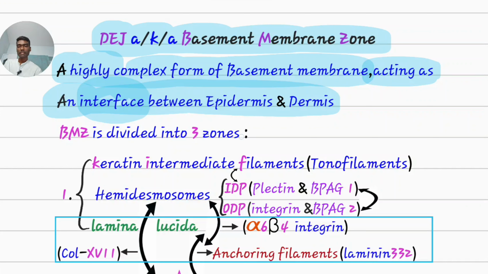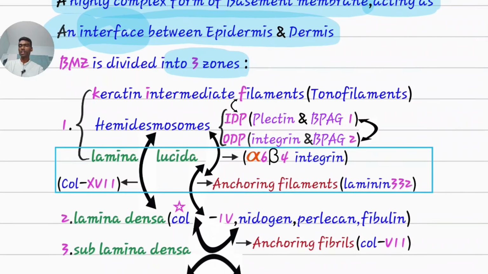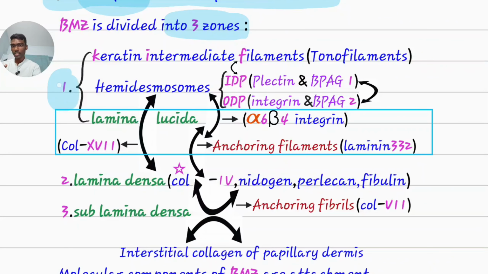And it is divided into three zones. That's why it is also called zone, basement membrane zone. What are those three zones? First zone contains three parts: keratin intermediate filament, also known as tonofilament, and hemidesmosomes within the basal keratinocyte.